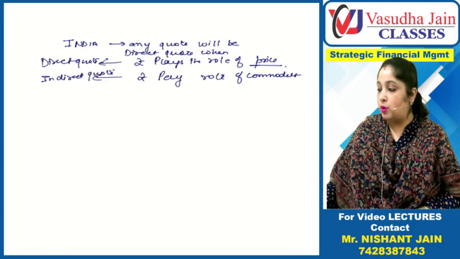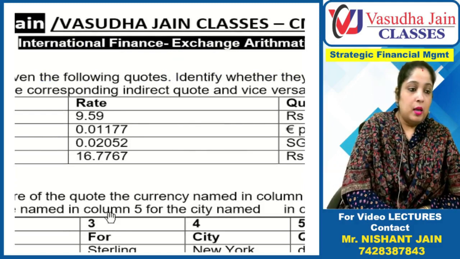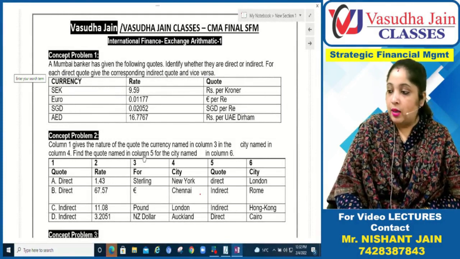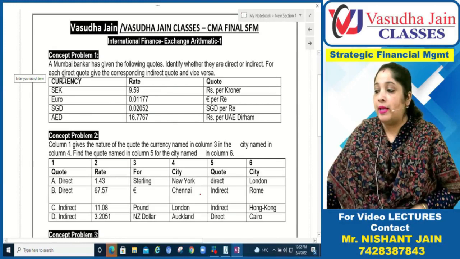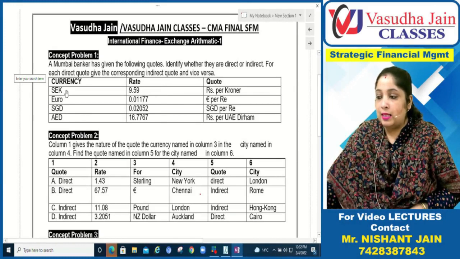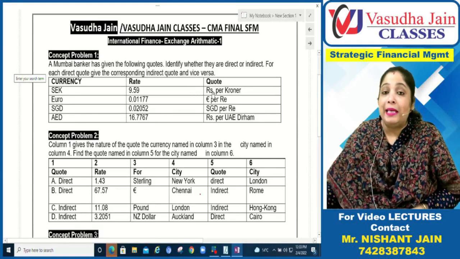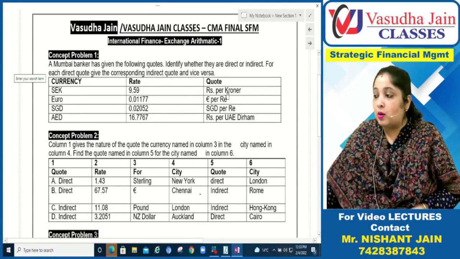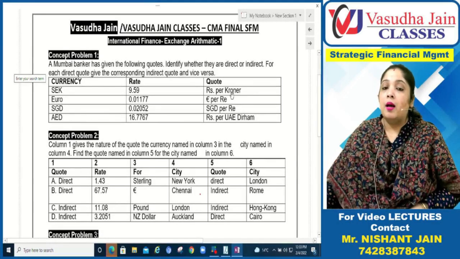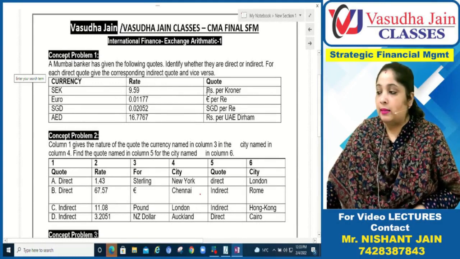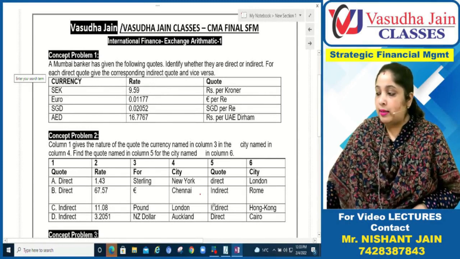Now going back to the question, let's take the examples. I hope you have the questions with you also. Okay, so first, the currency rate is given, and for each direct quote give the corresponding indirect quote also. The SEK currency rate is given to you, rupees per kroner. Rupees is your price and the kroner currency is your commodity. So whatever the rate is, this is a direct quote for India. So let us write this.